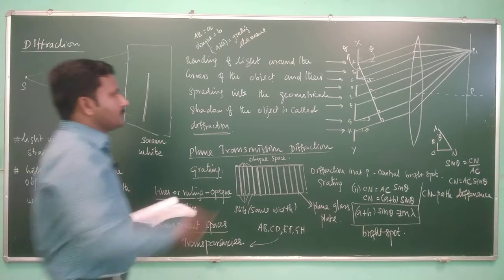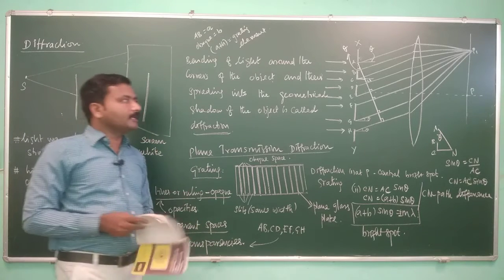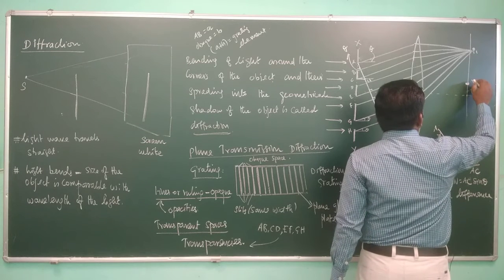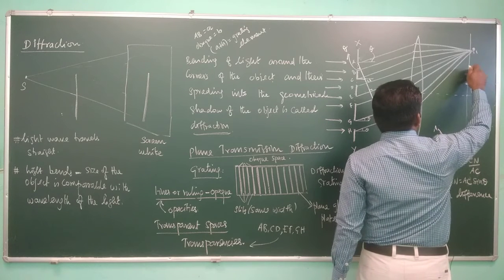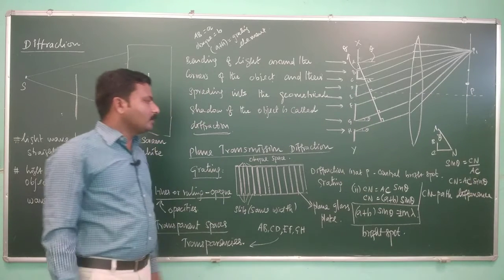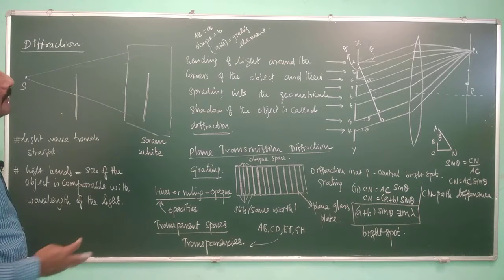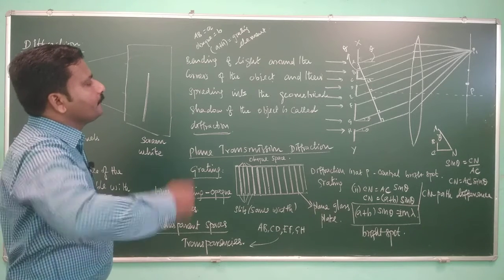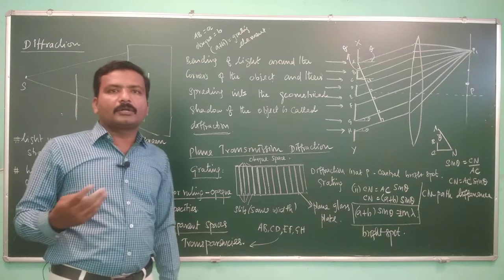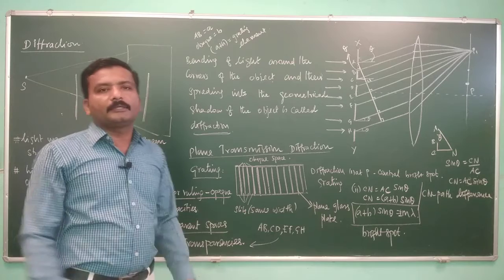Here, this m is called the order of the interference maximum. That is, if we obtain one bright spot, it is called the first order bright spot. Another, the second bright spot, will be the second order bright spot. Third will be the third order bright spot. Likewise, we can explain. So this is how you can get consecutive bright and dark spots on the opposite side of the grating material.